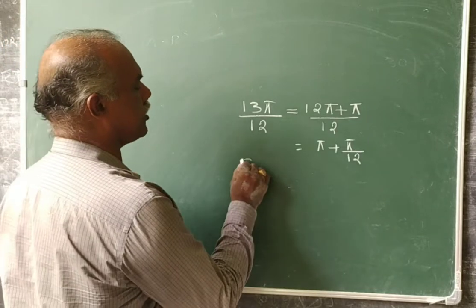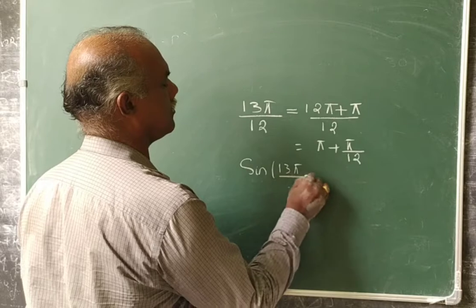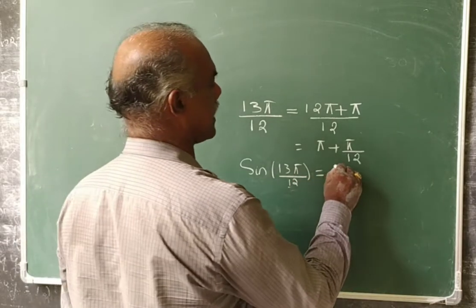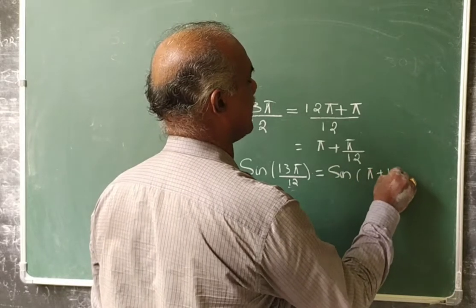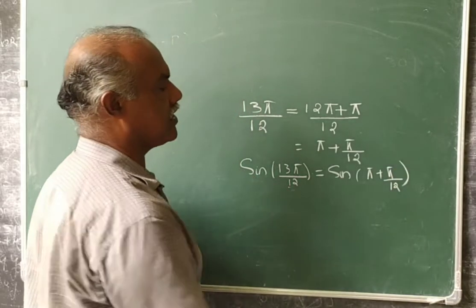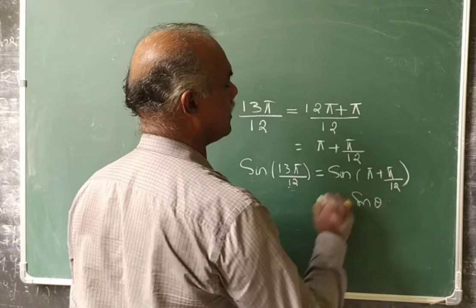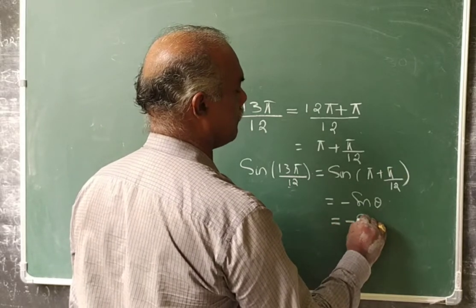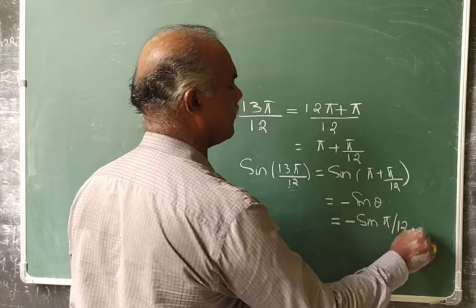Now to get sine of 13 pi by 12, this is taken as sine of pi plus pi by 12, and sine of pi plus theta is minus sine theta. In place of theta it is pi by 12. So it is minus sine pi by 12.